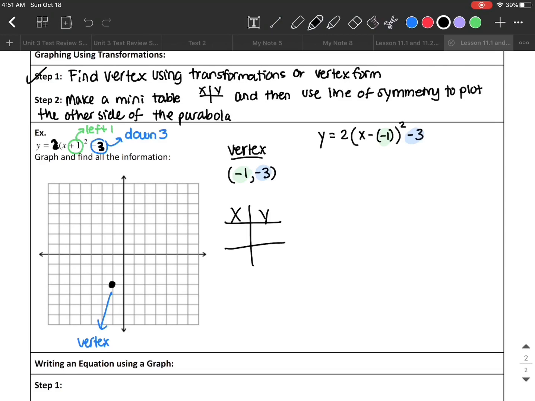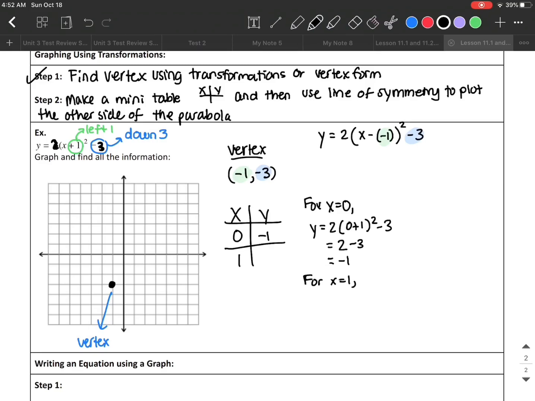So I'm going to pick x is 0, and I'm going to pick x is 1. For x is equal to 0, I just plug it into the equation. I have y is equal to 2 times (0 plus 1) squared minus 3. That's 2 times 1 squared, which is 2 times 1, which is 2. 2 minus 3 gives me negative 1.